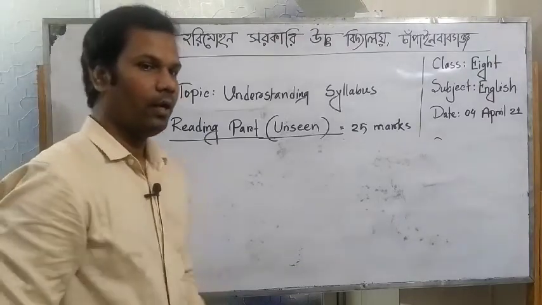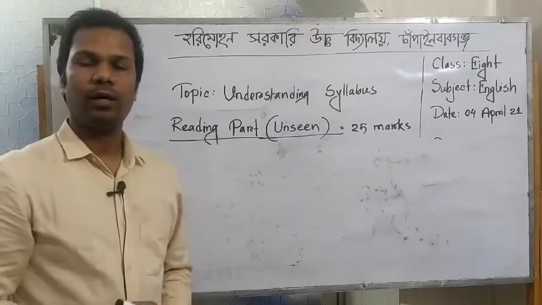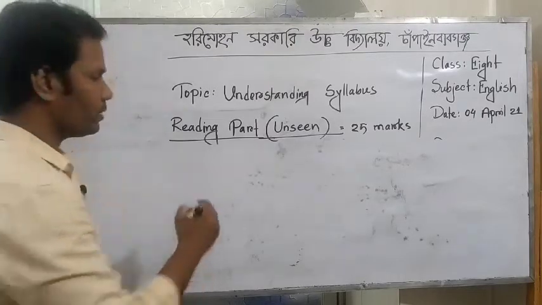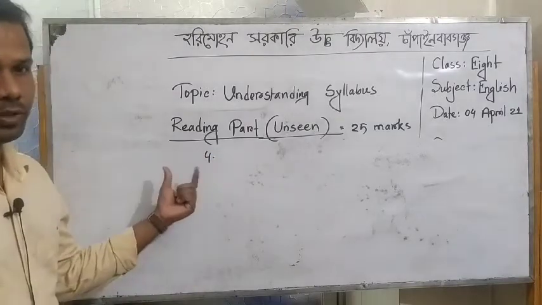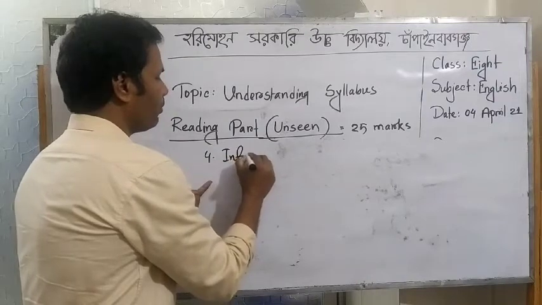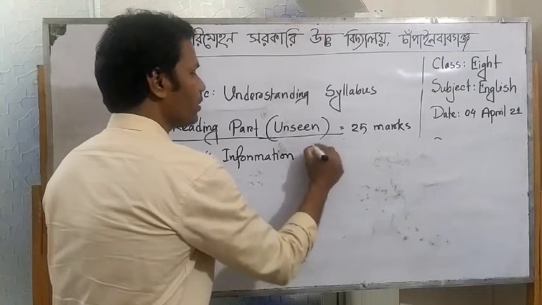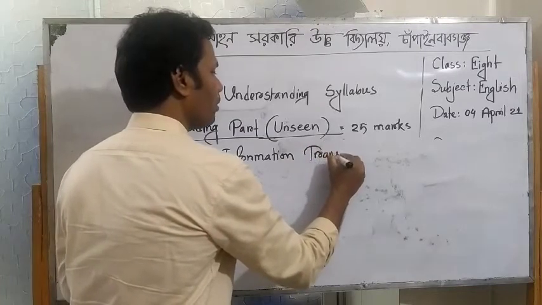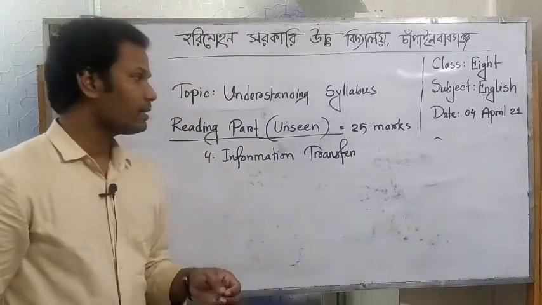Let's have a look at it. That means we should use the numbers, right? I think it would be the 4. Okay, information transfer. Information transfer is an item for an unseen passage.